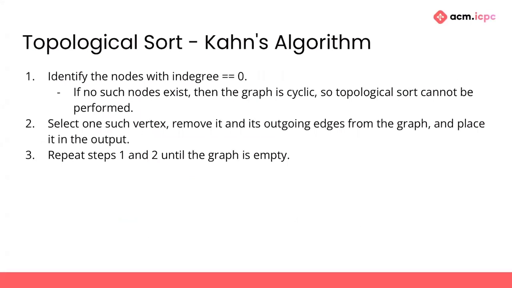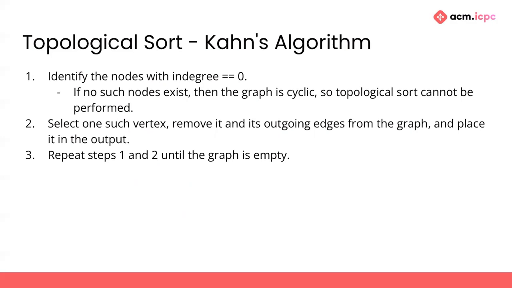And now here's the algorithm for topological sort, Kahn's algorithm. There are 3 main steps in this algorithm. First, we identify the nodes with Indegree equals 0. We select one such node, remove it as well as its outgoing edges from the graph, and place that node in the output. And we repeat 1 and 2 until the graph is empty.